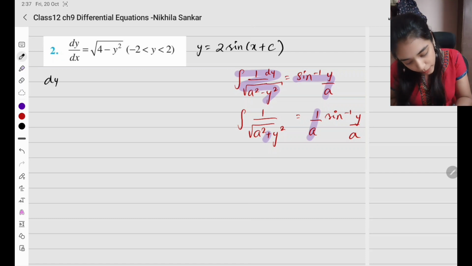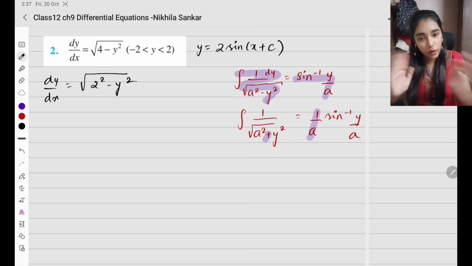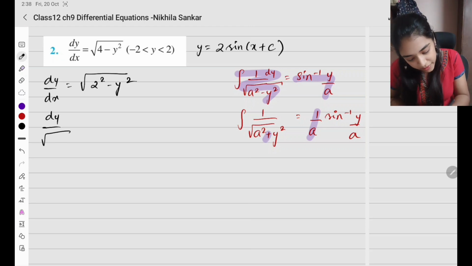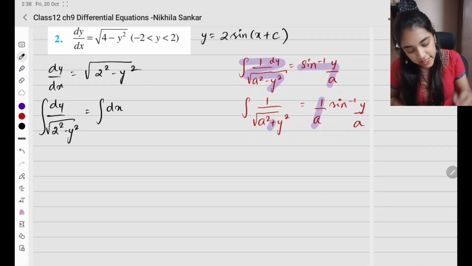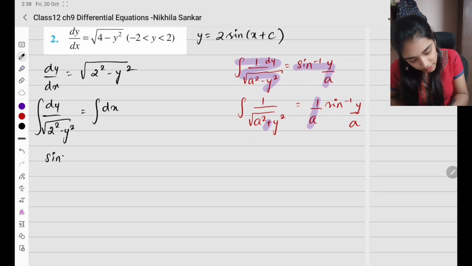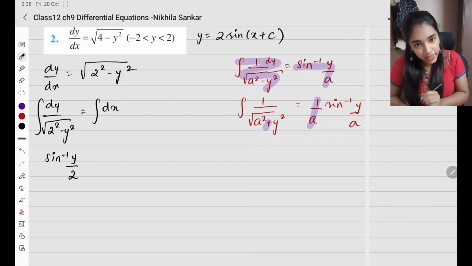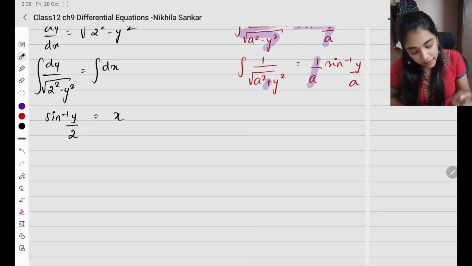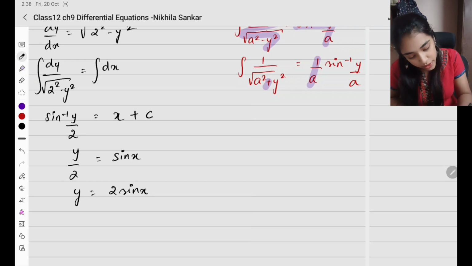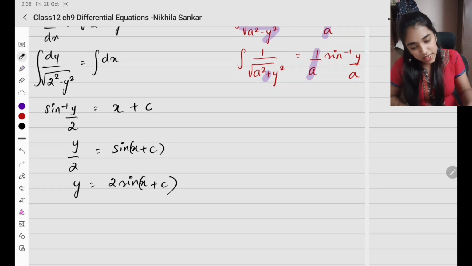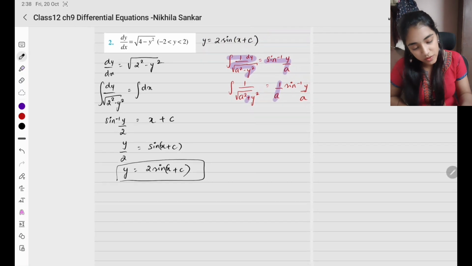Now I have dy by dx equals square root of 2 square minus y square, taking y on one side and x on the other side. So I have dy divided by square root of 2 square minus y square equals dx. Taking integration on both sides, I'll be left with sin inverse of y divided by 2, in that a value is 2, equals x. Now taking sin on both sides, I have y divided by 2 equals sin x. So y equals 2 sin x. Always remember you have an integration constant, x plus c. So taking sin on both sides, you will have x plus c. So this is going to be your final answer. Okay, please copy.